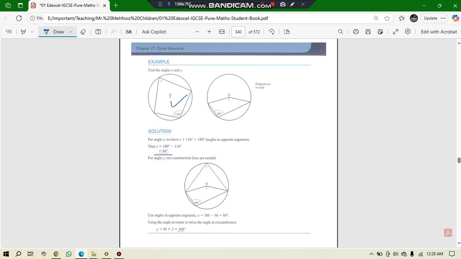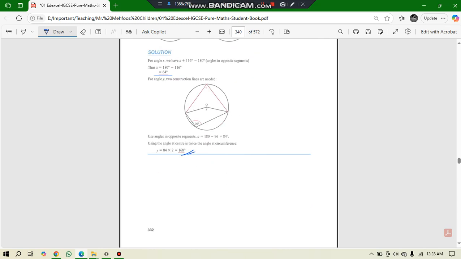Again, this is 96. So if we just make another two lines, what is that answer? That answer will be 84, because the sum of these two angles is 180. So if this is 84, this is double of 84, that is 168, right? So here we use two theorems at the same time.